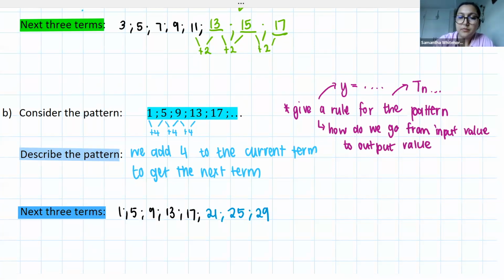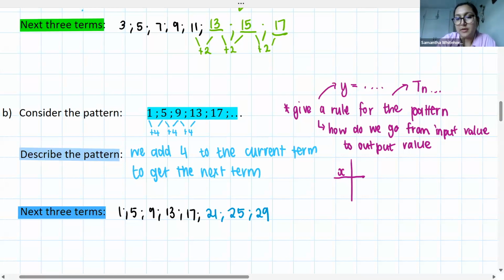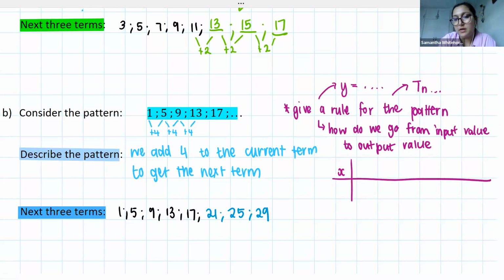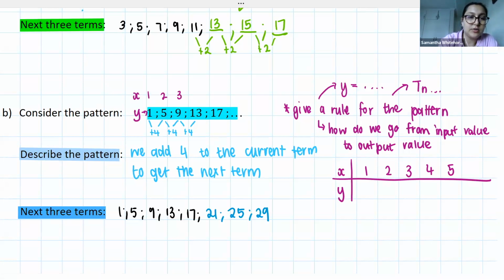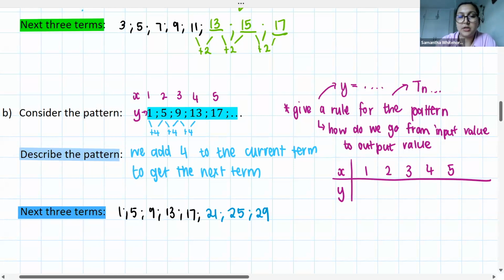Now, what we need to remember is that our input value, which is represented by x, is the positions of our terms. So we would have our first term, our second term, our third term, our fourth term, our fifth term, et cetera. Y is then the values of my pattern, so the values of my sequence. So x is all my positions: 1, 2, 3, 4, 5, et cetera. Y are the values of the terms. So in this case, my Y values would be as I gave them to you earlier.